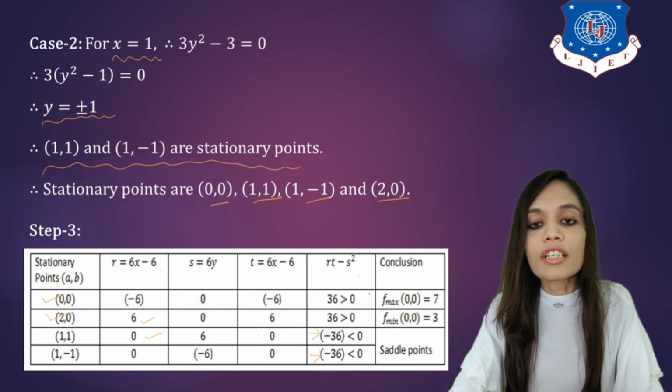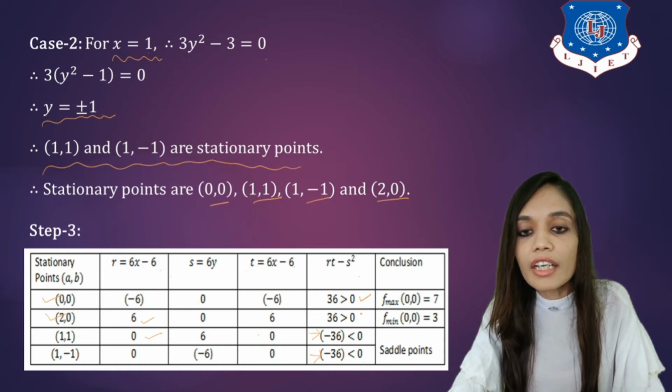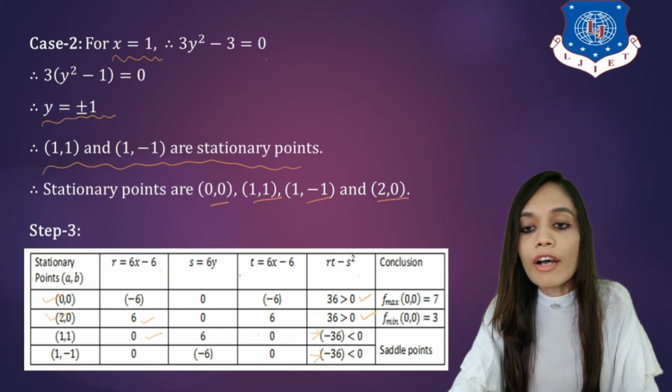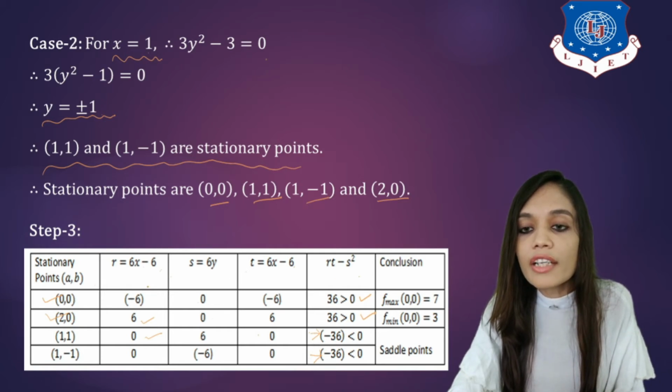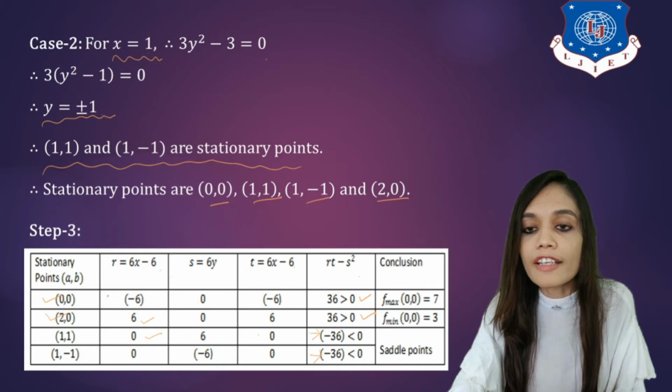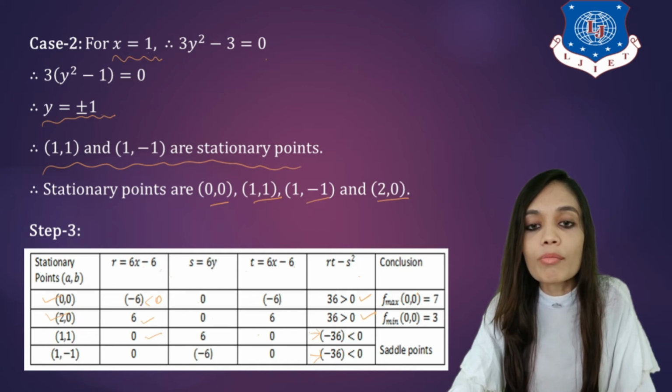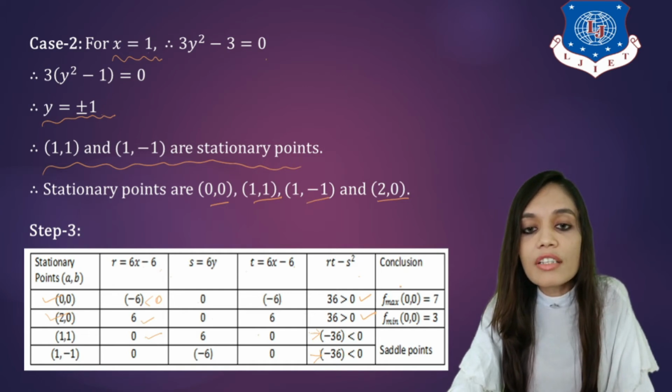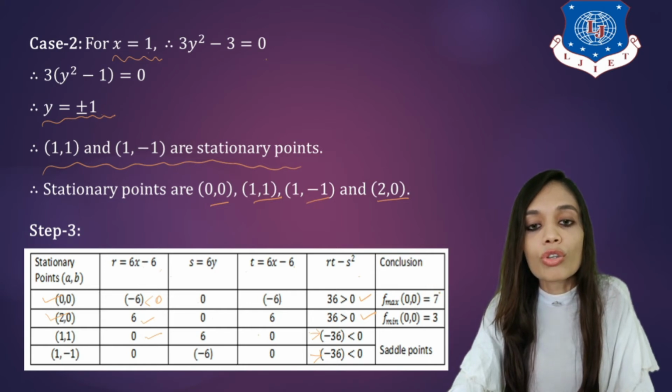Now we will conclude this by finding maxima and minima. So firstly check where we are getting rt minus s square as greater than 0. So we get greater than 0 in these two. Now check the value of r. Here you can see that the value of r, that is minus 6, is less than 0. So we will get a maximum at 0, 0. Put this 0, 0 value in your question, so you will get the answer as 7. So you got your maximum value as 7 at point 0, 0.